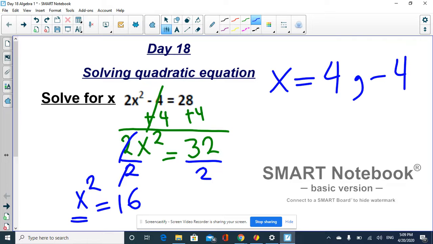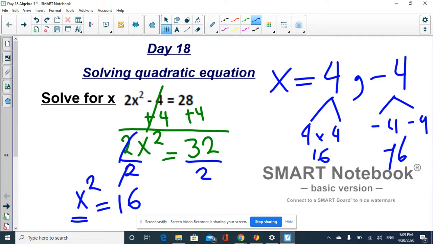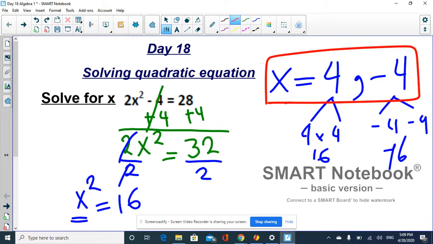You have two answers because 4 times 4 give you 16, and if you multiply negative 4 times negative 4, also give you positive 16. Okay, so both of them are correct. So we have two solutions for x. We have x equals 4 and x equals negative 4. Okay, this is the first example.